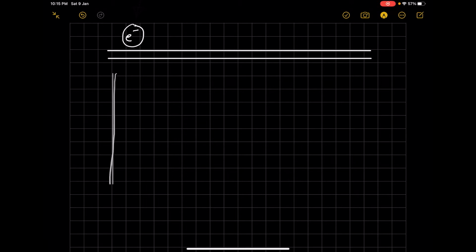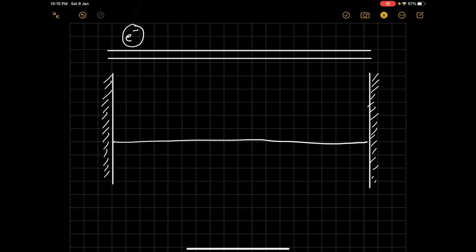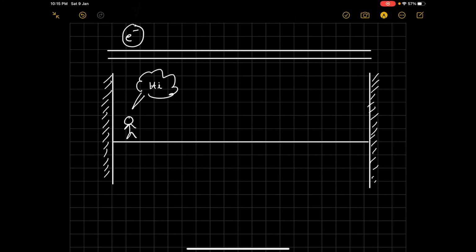Assume that there are two walls here. And there is a road connecting the two walls. And you are this person. What is your initial velocity here? 0 km/h.